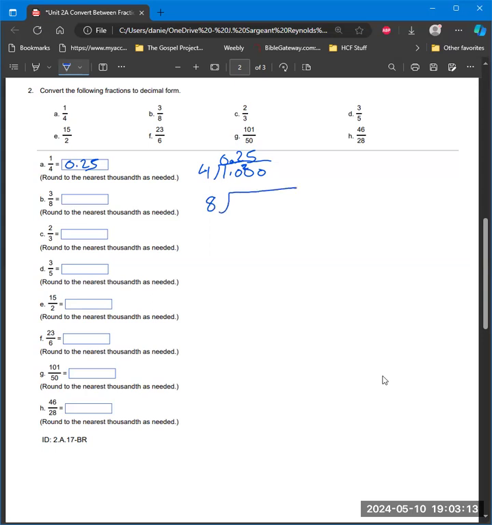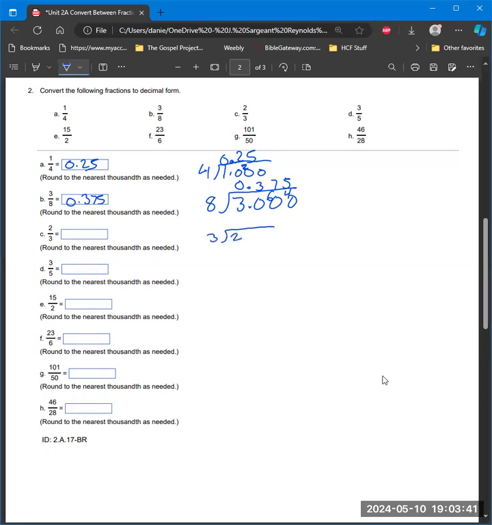8 goes into 3.000. So 0, 8 goes into 30 3 times, which is 24 with a remainder of 6. 8 goes into 60 7 times, which is 56 with a remainder of 4. 8 goes into 40 5 times, and this is 0.375.